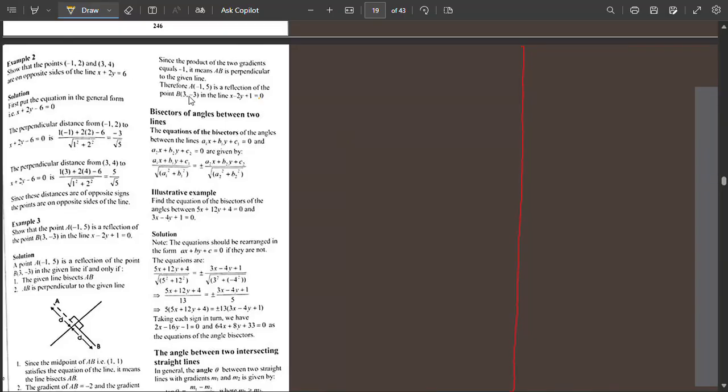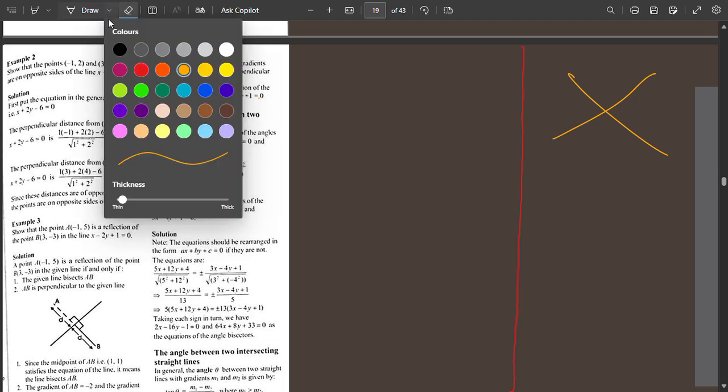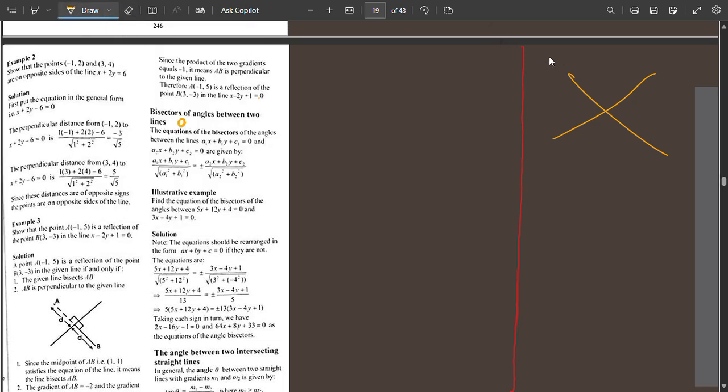Right. The next one, we explain the bisectors of angles between two lines. Whenever lines meet, for instance, when I draw these lines, let the equation of the lines be ax plus by plus c. So this one is ax, then this one is also ax.